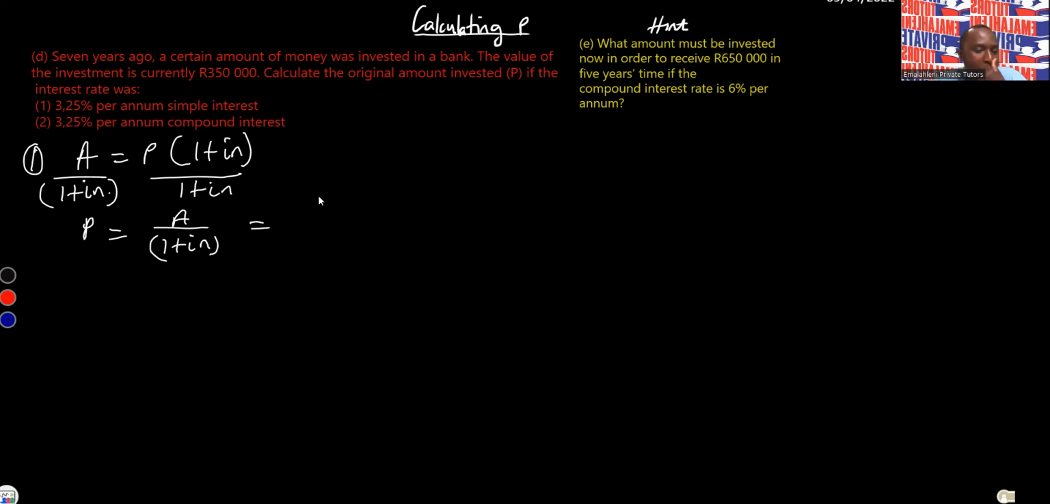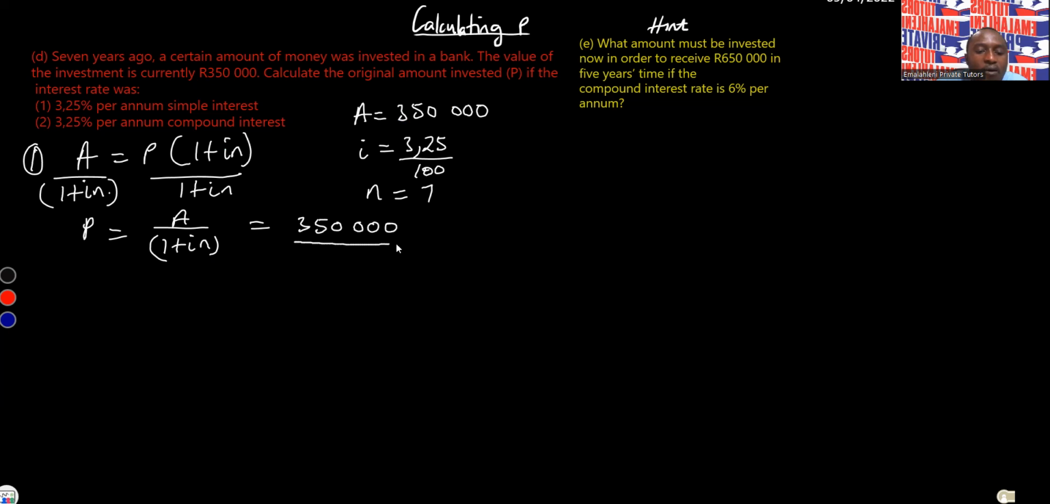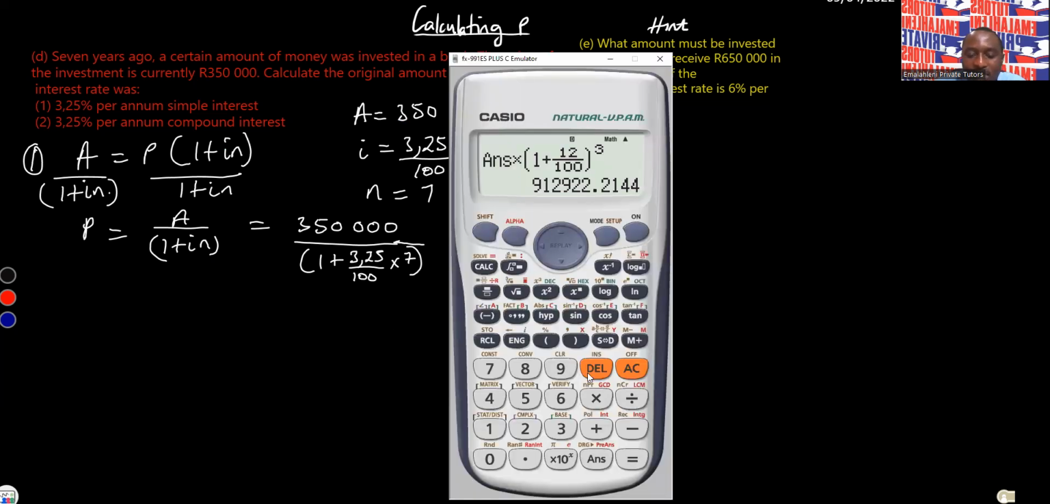So here, what is our A? A is 350,000. Then we have I, which is 3.25%. In this case, let's put it over 100 so that we know that we're going to punch it as it is. Now, what is our N? Our N is 7. So we're going to say 350,000 over 1 plus, what is our I? 3.25 over 100 times 7. So let's just extend that.